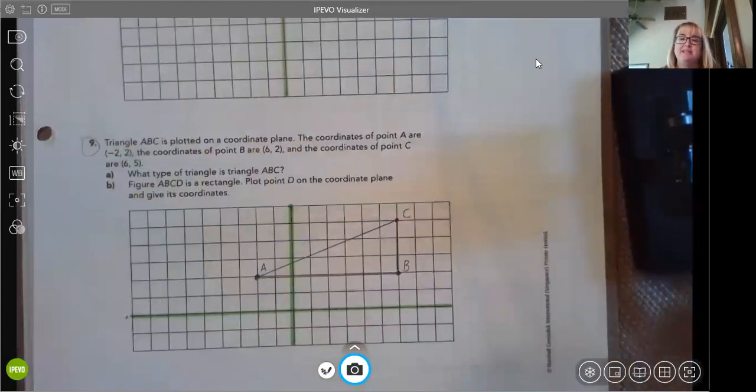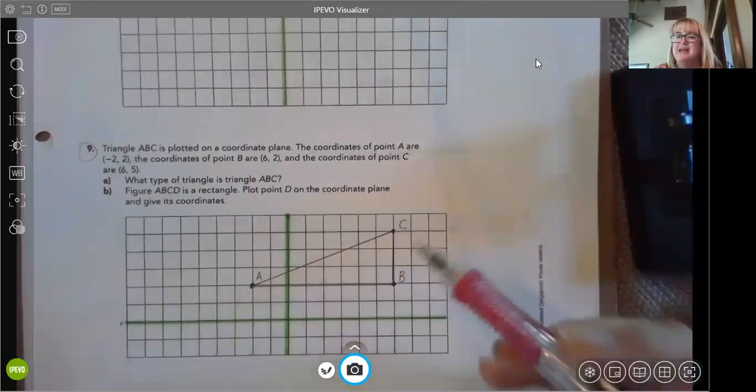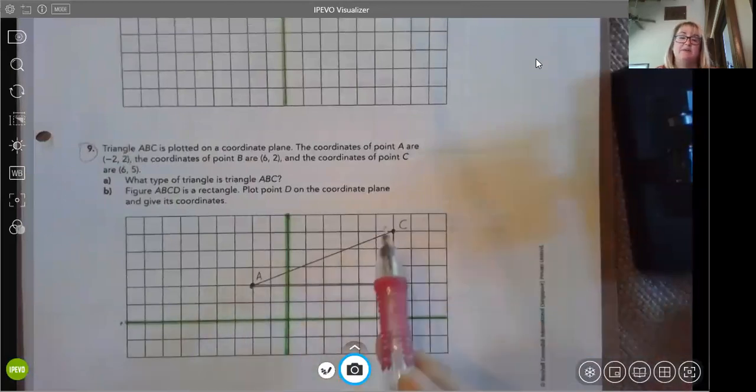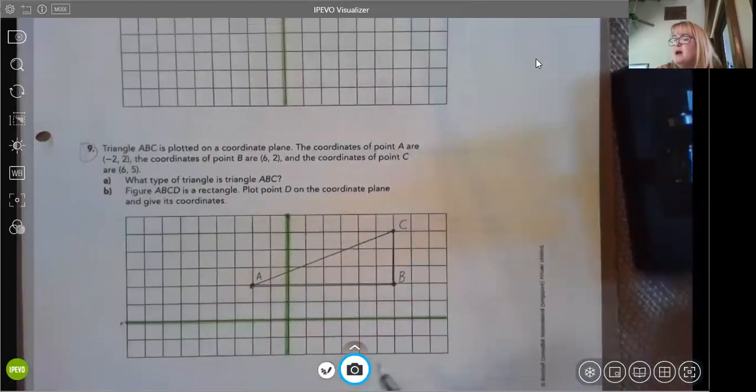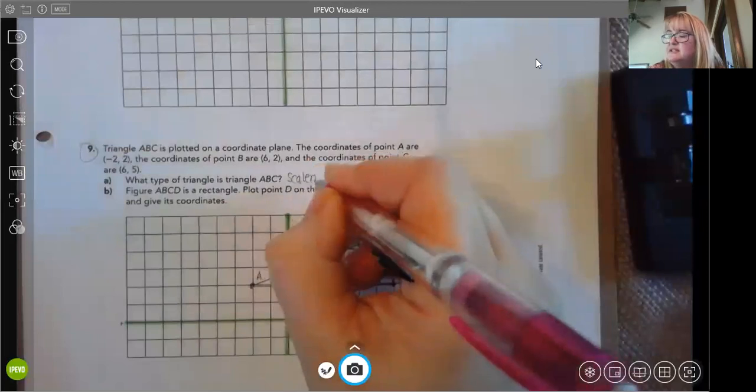Okay, there are 2 ways that we can classify triangles. One is by side length and one is by angle measure. Now the side length, in this instance, we have a small length, a medium length, and a large length, and that would be scalene. So we've got scalene by side length. We'll just write down both classifications.